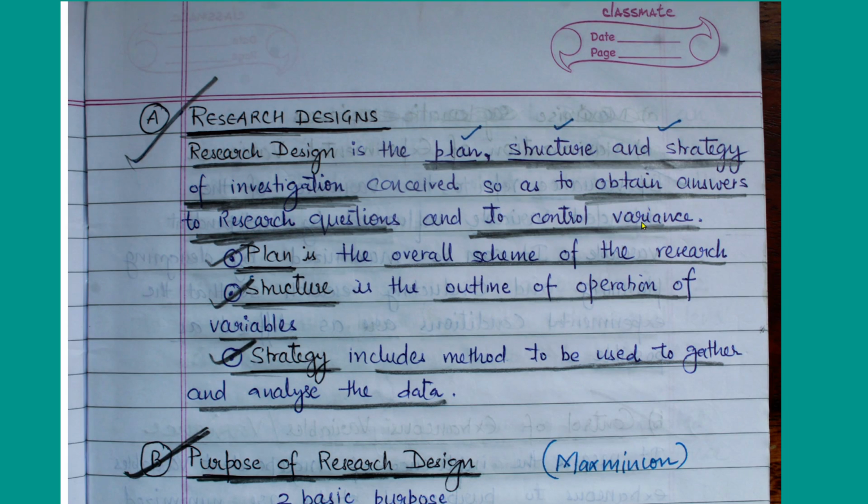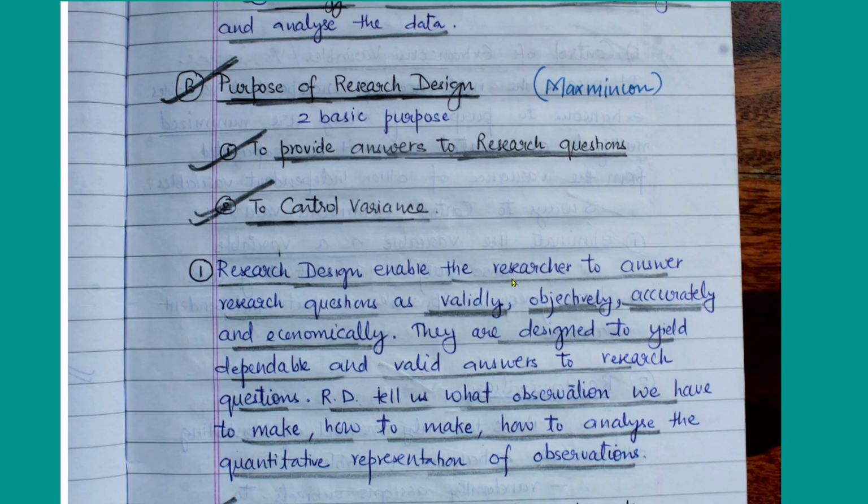Three things you should always keep in mind whenever you define research design: plan, structure and strategy. Plan is the overall scheme of the research, structure is the outline of operations of variables, and strategy includes the methods to be used to gather and analyze the data. These three things you should always write in the definition of research design. That's why research design is very important, because solving the problem step by step and getting the answer to your problem is research design. Once we are clear with research design, let's know what is the purpose of research design.